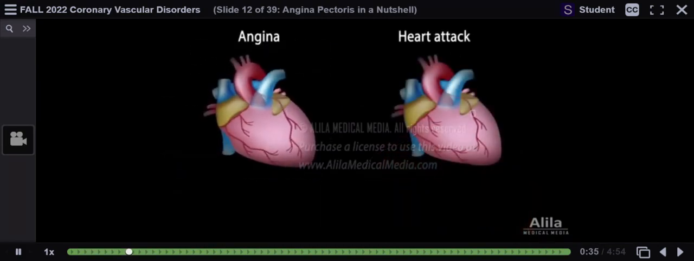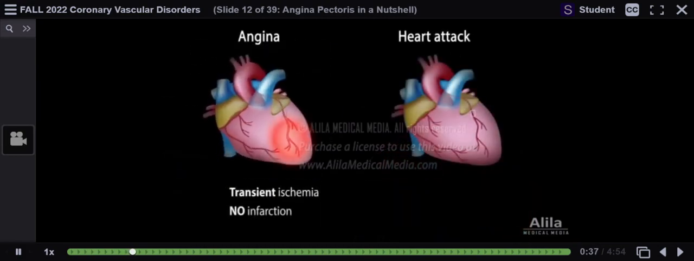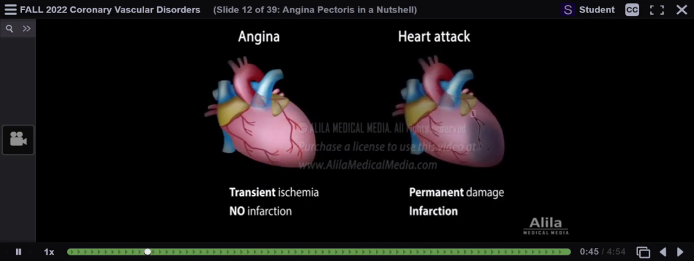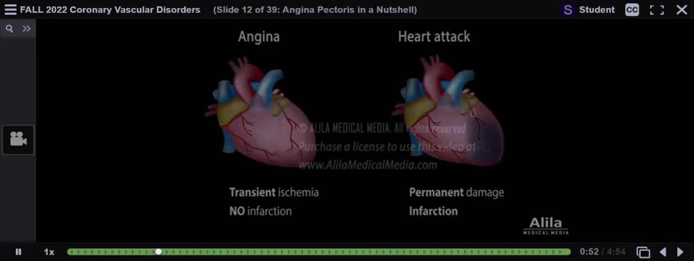Angina is not the same as a heart attack. It is associated with transient ischemia of the heart without permanent damage, while a heart attack is when a patch of the heart muscle dies from lack of oxygen. But having angina significantly increases the risk for heart attacks, especially when left untreated.